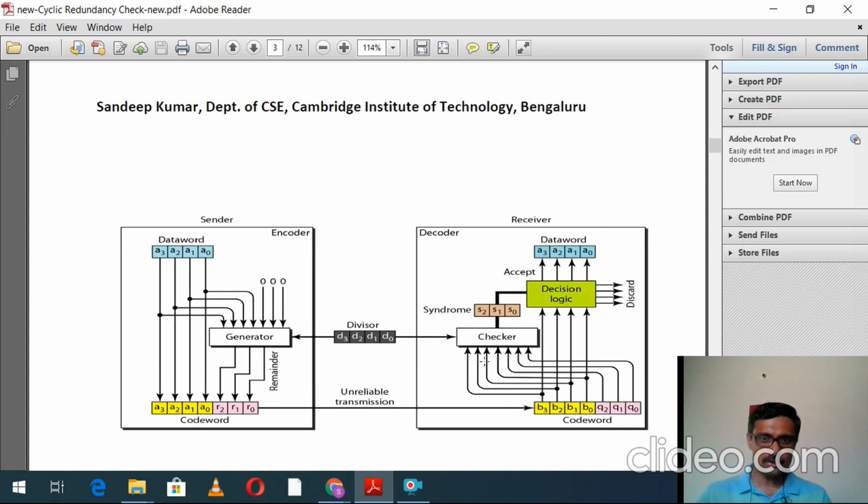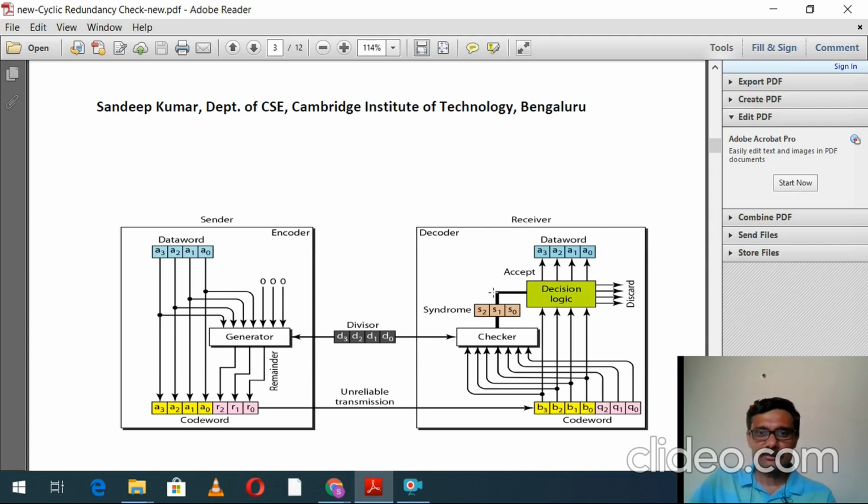The output of the checker is a 3-bit syndrome, that is the remainder, a 3-bit remainder in our example, or in general an n minus k bit remainder. The checker uses the same divisor which is used by the generator. You can see in the diagram that the same divisor is used by both generator and checker. The output of the checker is a syndrome.